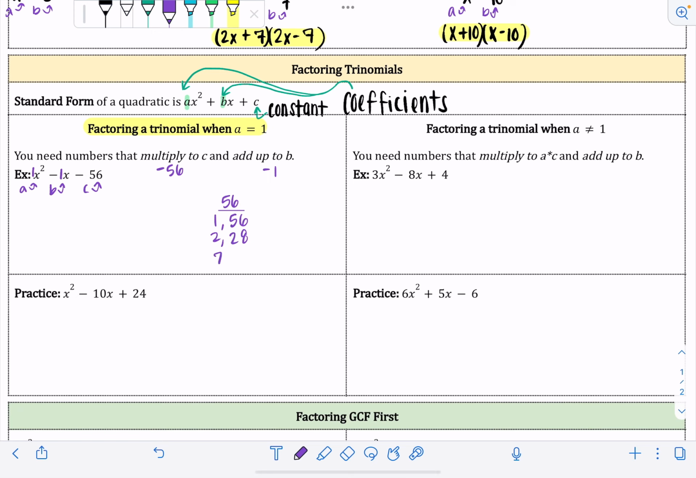So 56 I know is 7 times 8. And then because I am multiplying to a negative 56, I have to make one of my numbers negative. So to get them to add up to negative 1, I'm going to make the 8 negative, and then this combination will work. And there should only be one combination that satisfies both. So 7 times negative 8 is negative 56, and then 7 plus negative 8 is negative 1.